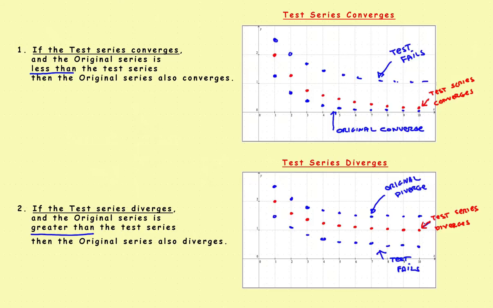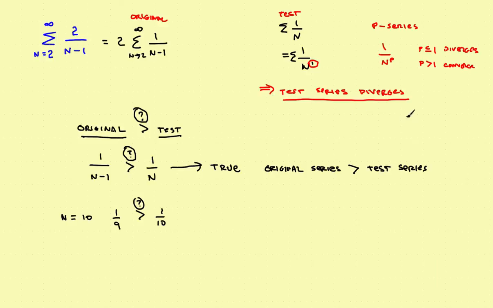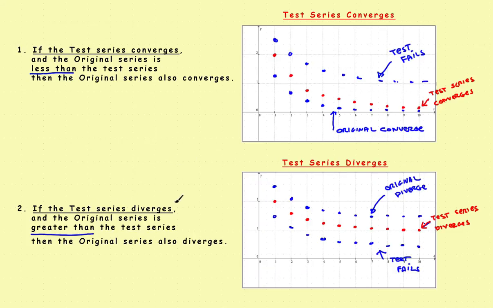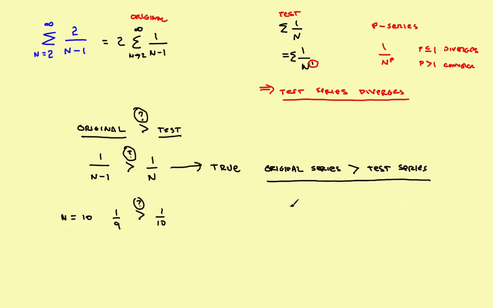So back to our definition again. The first thing you had, you know that the test series diverges, and you've just shown that the original series is greater than the test series. So again, if you show that the test series diverges and the original series is greater than the test series, then your conclusion is the original series must also diverge. So now you can finally conclude that the original series diverges.